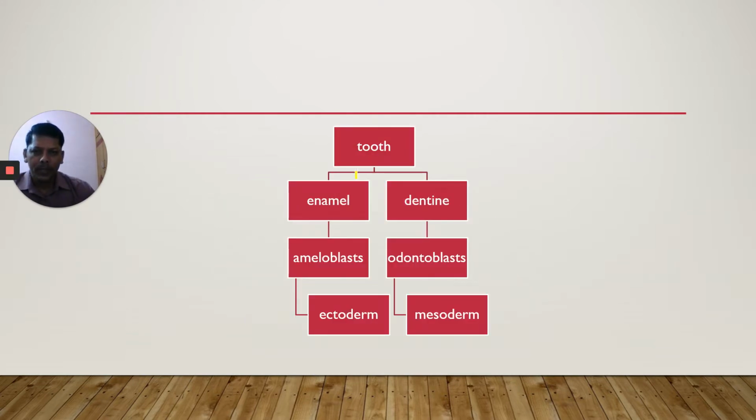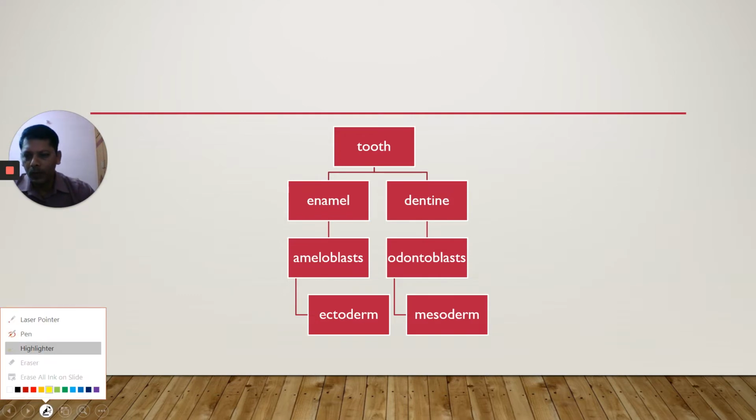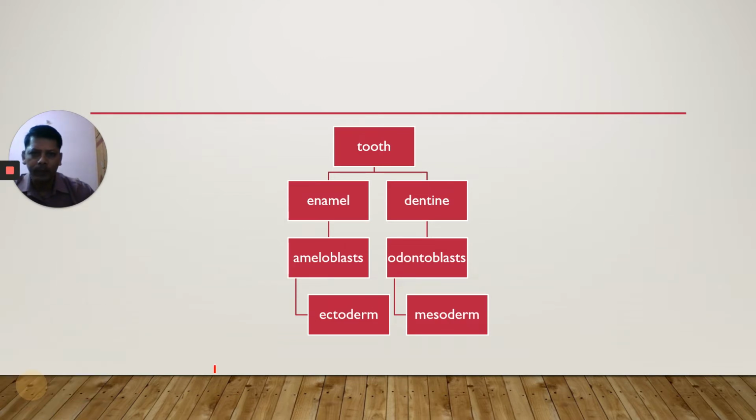Our tooth basically consists of two types of substances. One is enamel, another is dentine. Our tooth has mainly two substances. What are those two? Dentine and enamel. What forms the bulk of these two? Which one is most abundant?